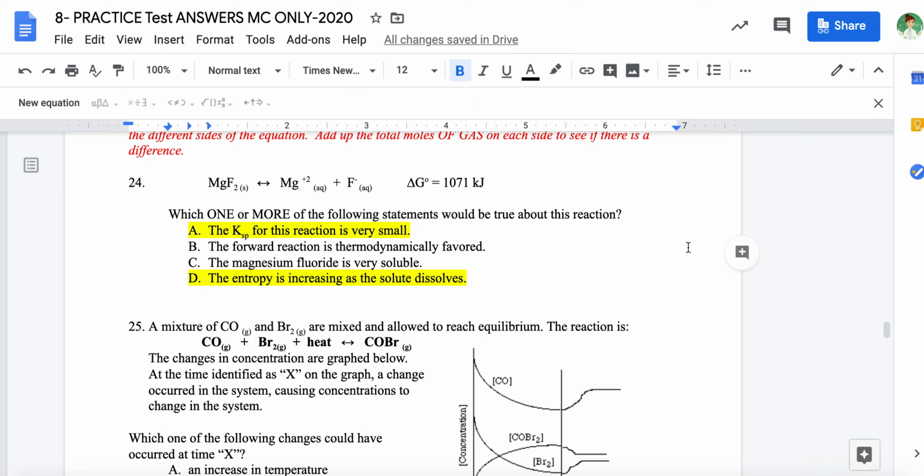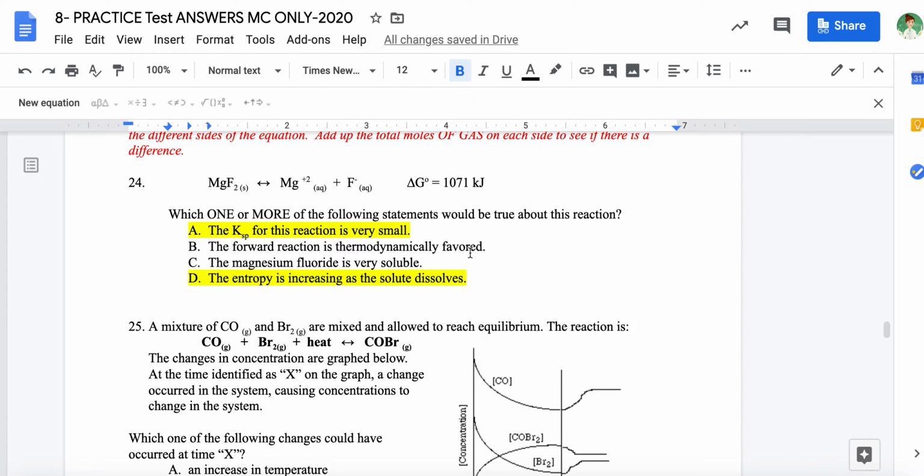Question 24 brings in some delta G information. Remember, when delta G is positive, the forward reaction is not favored. So that would also signify to us that the value of K is going to be less than 1. Because the products are not favored, the reactants are going to be favored because the forward direction is not thermodynamically favored. So making sure you remember how the sign of delta G can tell you the magnitude of K is important conceptual information. So that means we know the KSP has to be very small.